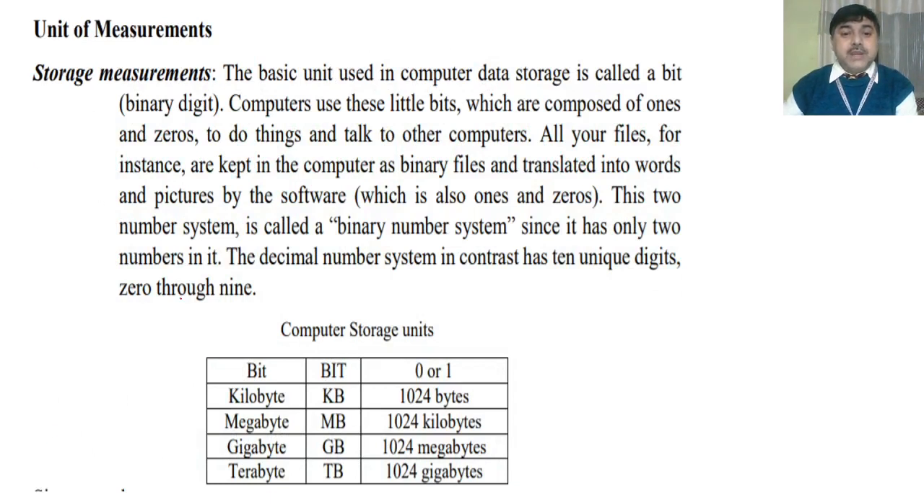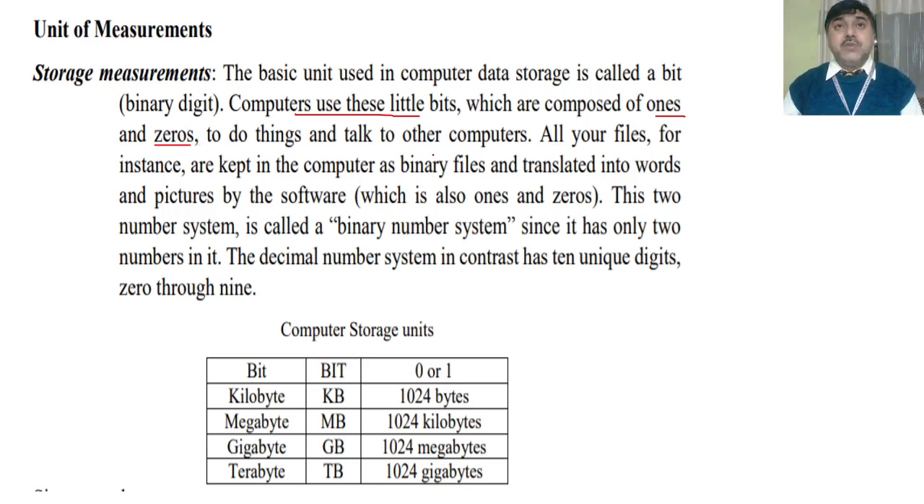Now, storage measurement. As I have shown you, this is the basic storage measurement. Computer data is stored in a bit, or binary digit. It is the basic unit based on which computer data is stored. Computers use a small bit, that is zeros and ones, or ones and zeros, that means on and off or off and on.